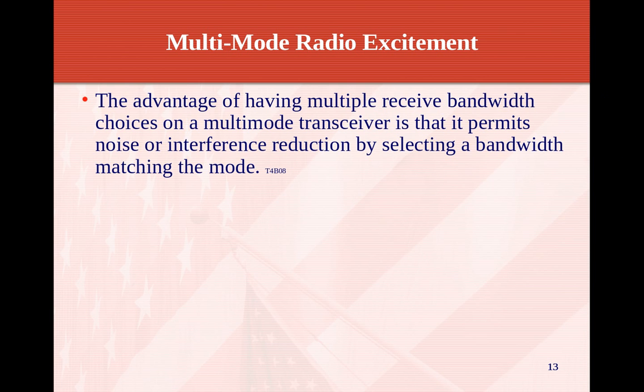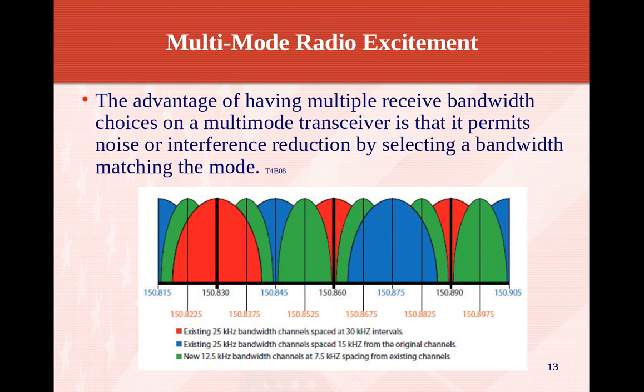The advantage of having multiple receive bandwidth choices on multimode transceivers is that it permits noise or interference reduction by selecting bandwidth and matching the mode. So when your radio comes stock, it comes a little bit wider than 3 kilohertz for single sideband or 500 hertz for CW. So you can further narrow that down and really tune in. It's really for receiving and really tuning in that station.